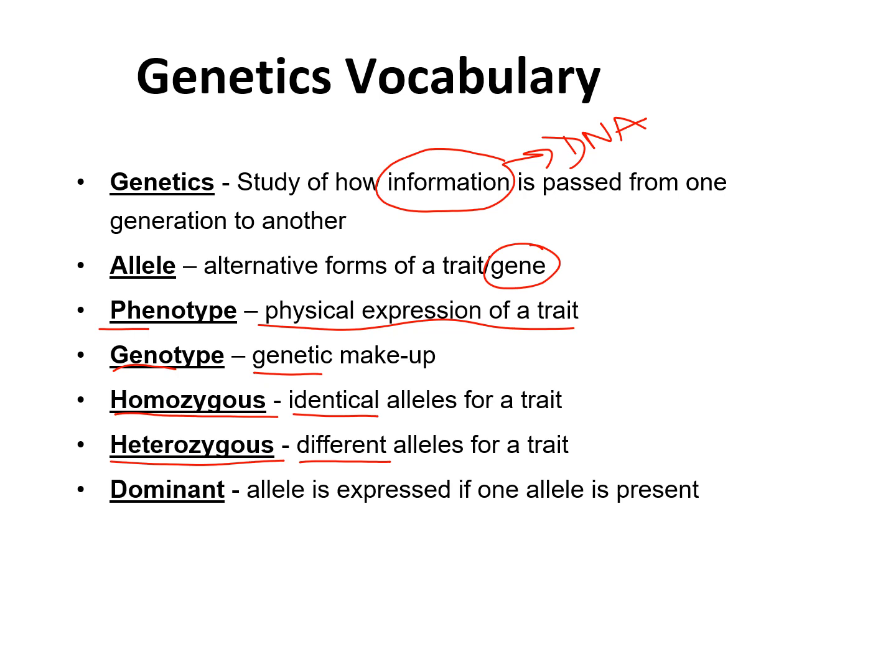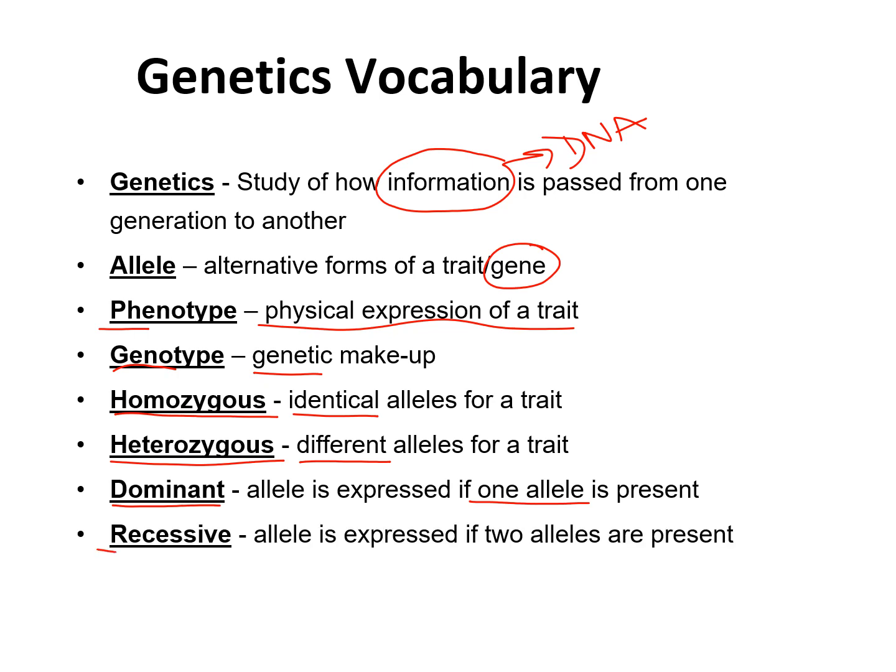Now the behavior of the alleles, this is represented by dominant and recessive. An allele is dominant if you need only 1 of those alleles present to get the trait. Recessive, a recessive allele means that you only get the trait if you have 2 alleles. So the only way you get a recessive trait is if an individual is homozygous and has 2 identical alleles for that trait.